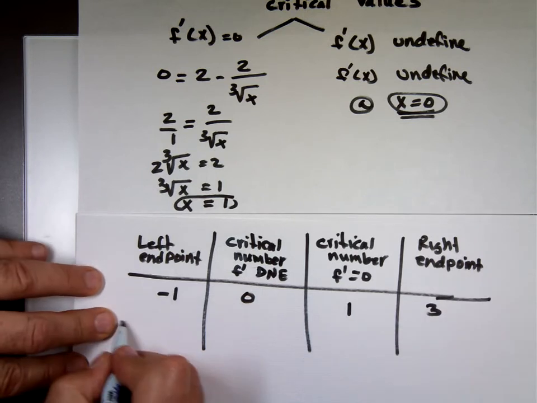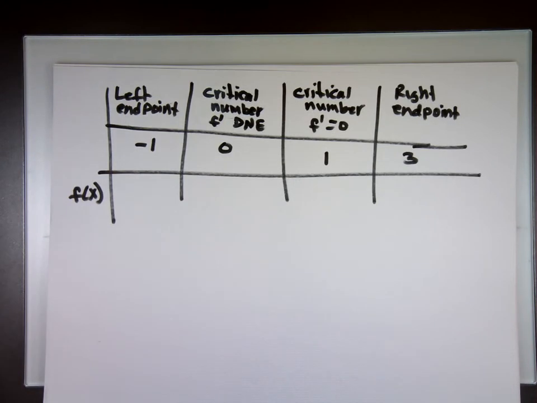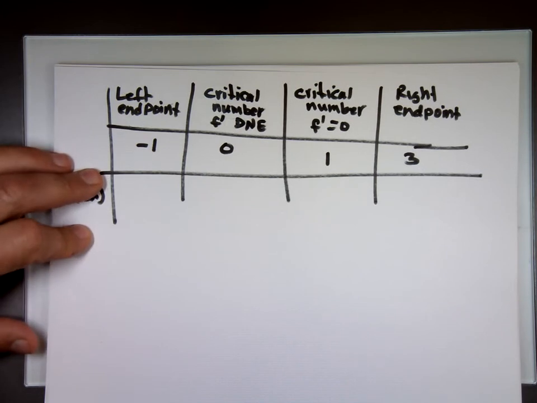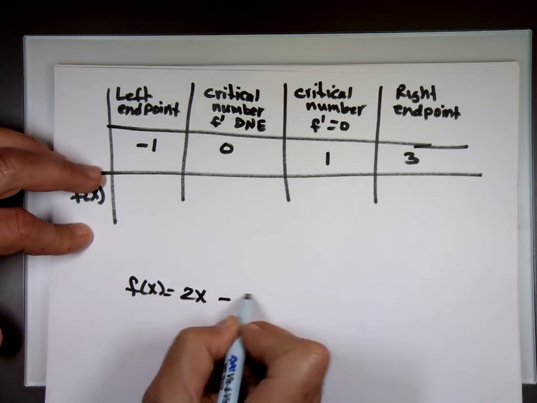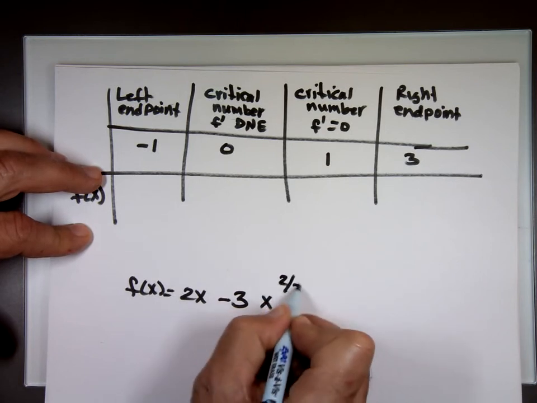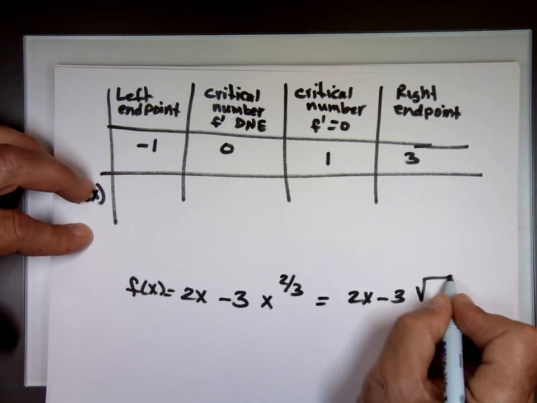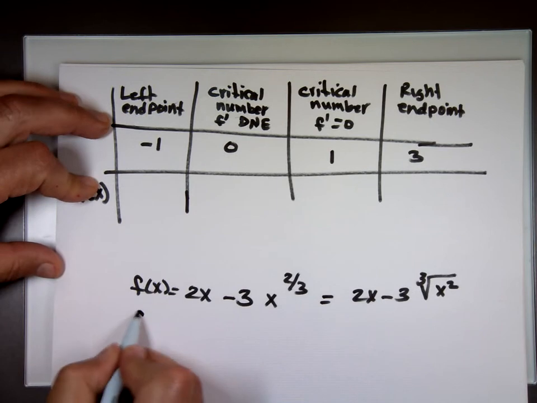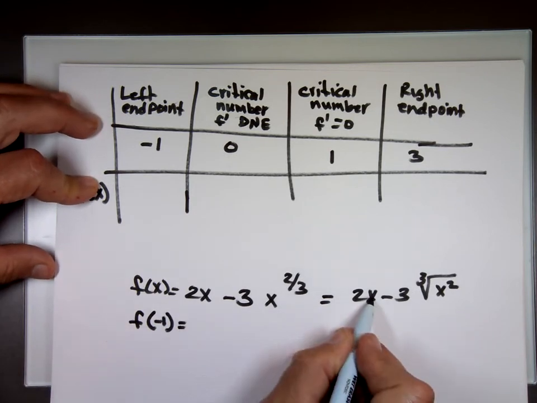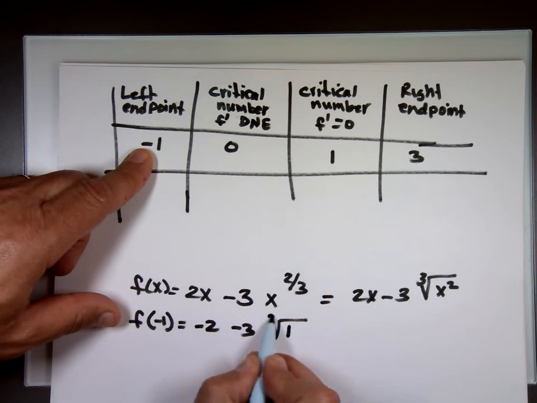And now let's go to the function and see what the value is at each one of them. What was the function? The function was f of x equals 2x minus 3x to the 2/3. By the way, that means 2x minus 3 times the cube root of x squared. So when x is -1, what do we have? 2 times -1 is -2, minus 3 times the cube root of (-1) squared, which is 1. What's the cube root of 1? 1. That's -5.